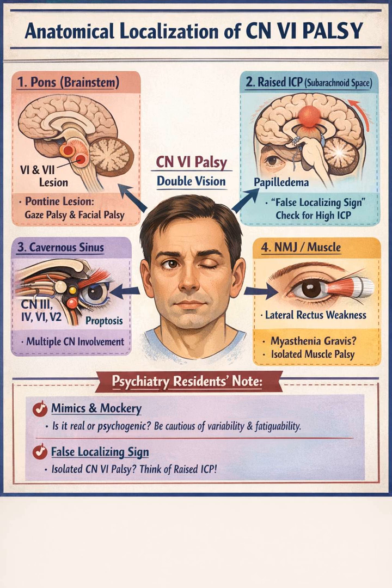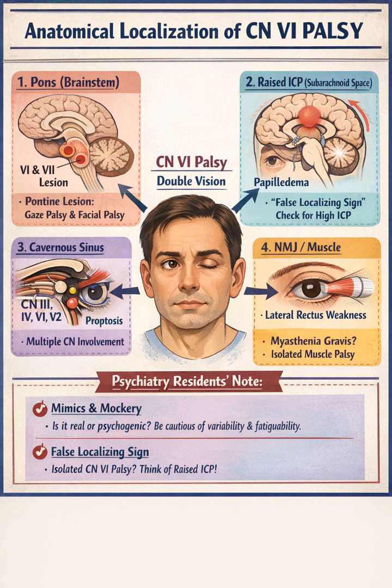If the problem lies at the level of the neuromuscular junction or the muscle itself, the presentation is more isolated. There is weakness of the lateral rectus without involvement of other cranial nerves. However, the key feature here is variability. Conditions like myasthenia gravis produce fluctuating and fatigable weakness, which can mimic almost any oculomotor nerve palsy.